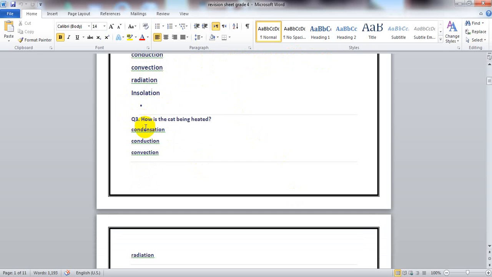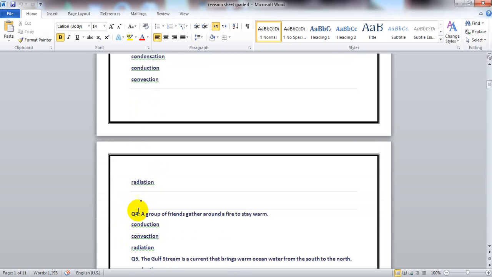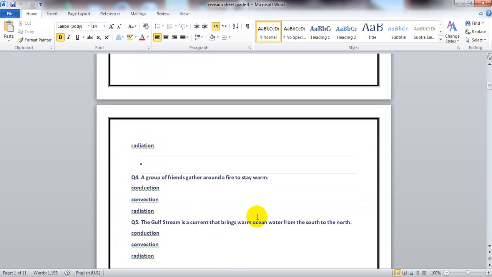Question number 3. How is the cat being heated? Yes, it's by radiation. Question number 4. A group of friends gather around a fire to stay warm. It's convection.